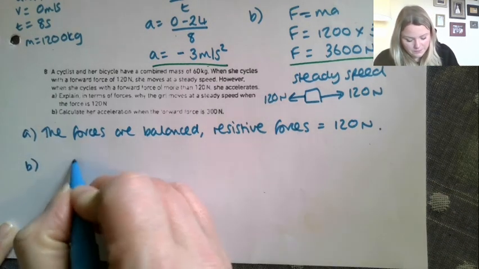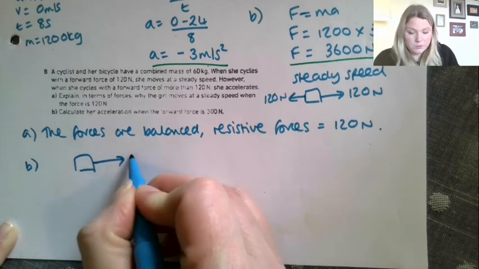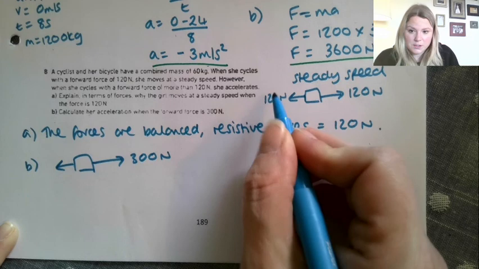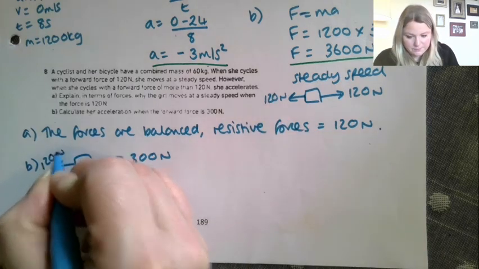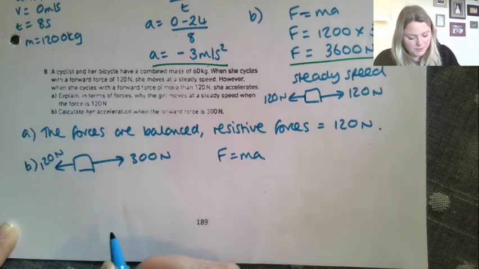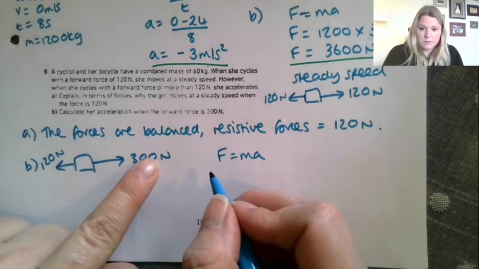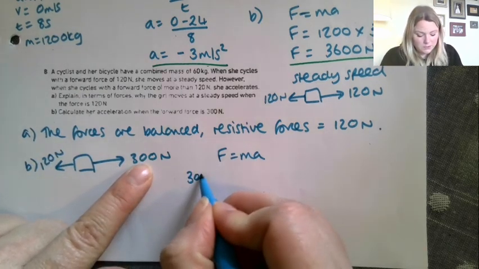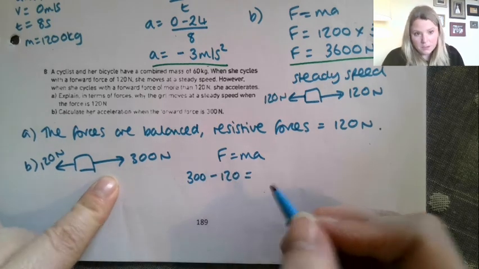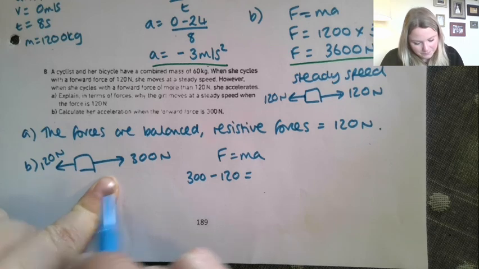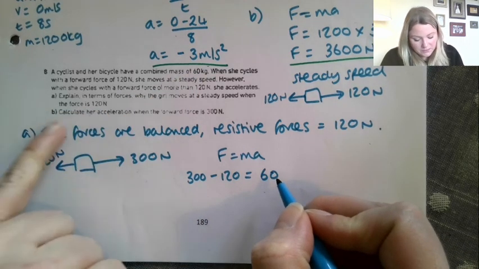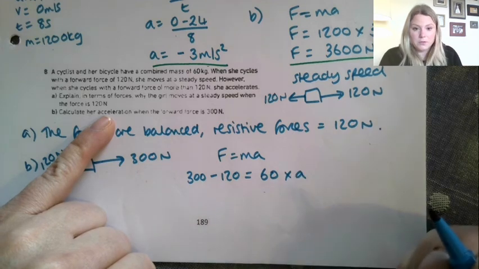Part B, calculate her acceleration when the forward force is 300 newtons. So now she's pushing forwards with 300 newtons, but we know these resistive forces of 120 newtons are still there, right? So we're going to use F equals ma. The resultant force is going to be the resultant of these two. So it's going to be 300 take away 120 equals mass, 60, times acceleration, which is our unknown.